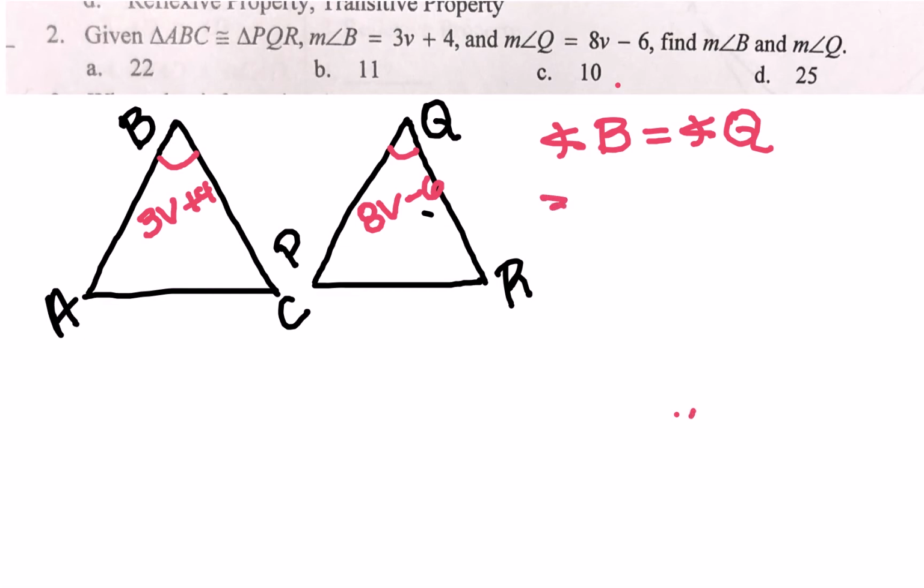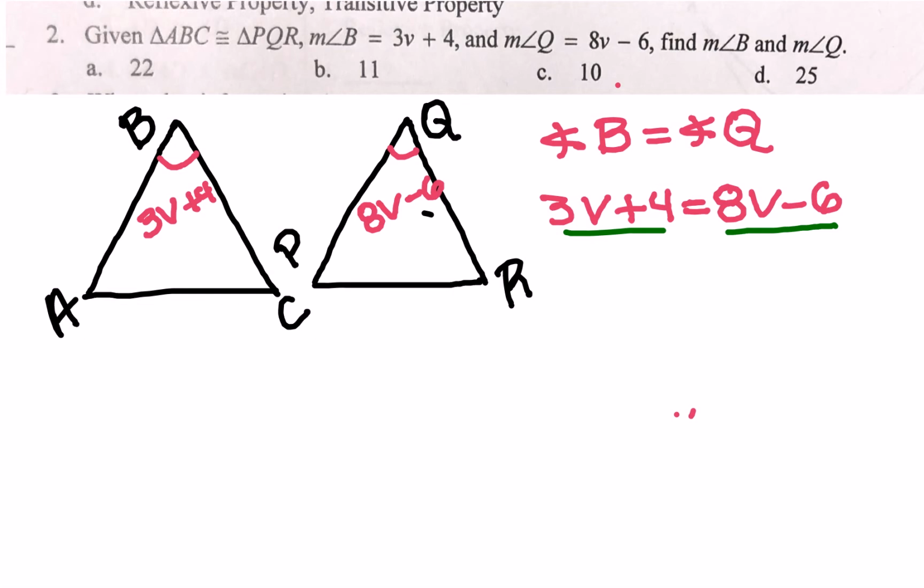Now, 3v plus 4 equals 8v minus 6. And I just have to solve for that equation. Now remember my steps on solving equations. The first step is distribute, but we don't have any parentheses, so we don't have anything to distribute. Then we have to combine like terms, and we have to check if you have any like terms on the same side of my equal sign. And I don't have any like terms on this side, and I don't have any like terms on this side neither.